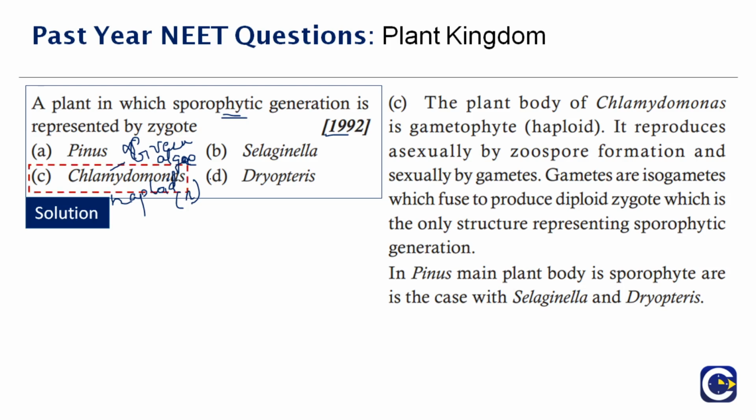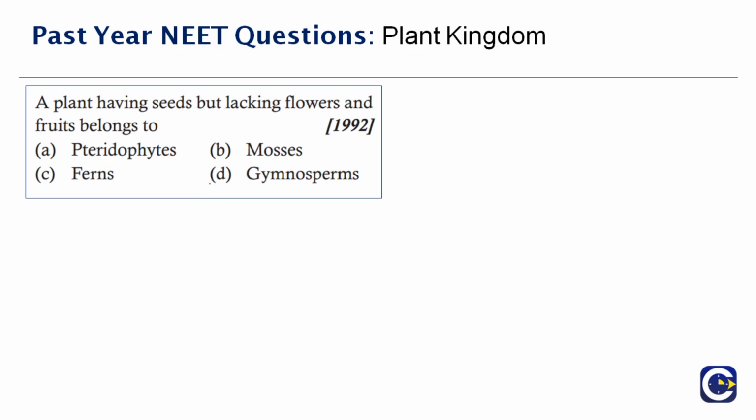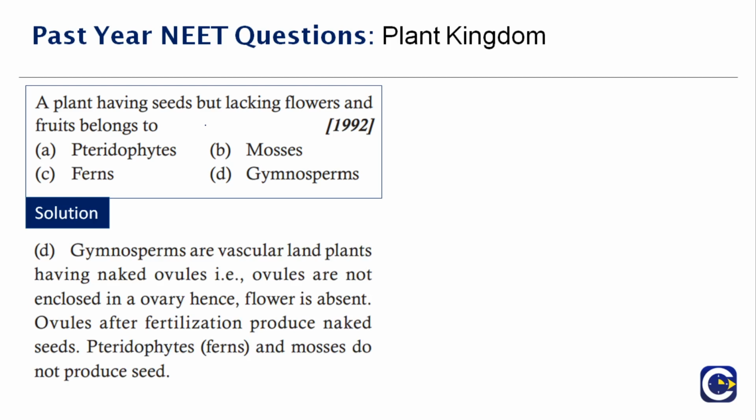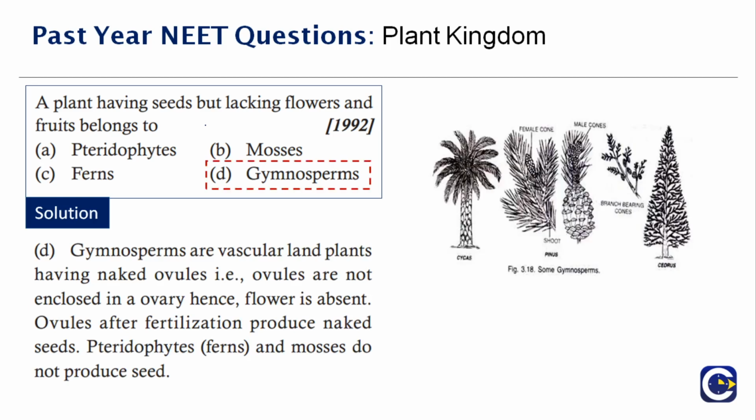Now, let's move to the next question here. Now, look at this question. A plant having seeds but lacking flowers and fruits belongs to dash. They lack flowers and fruits, but they have seeds. Okay, very easy question. By now, you would have guessed the answer. Yes, the correct answer is option D, Gymnosperms.